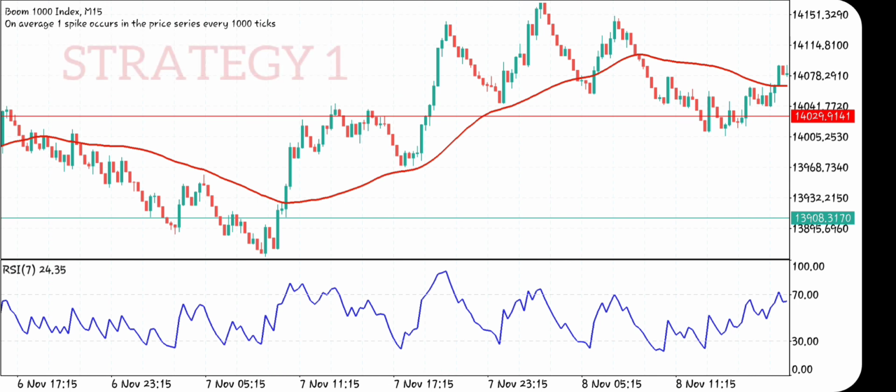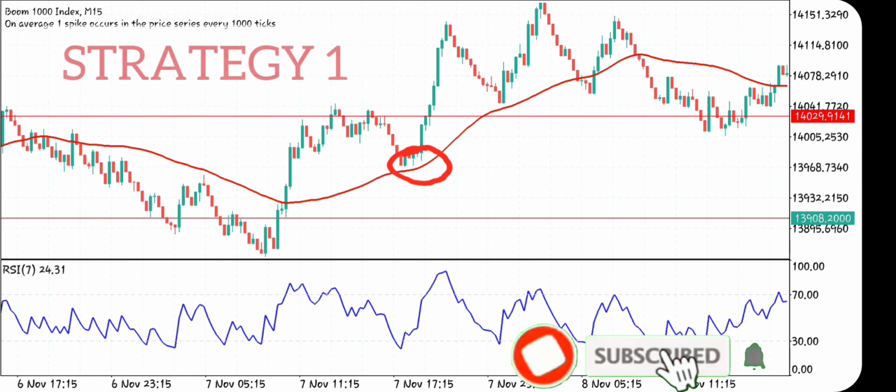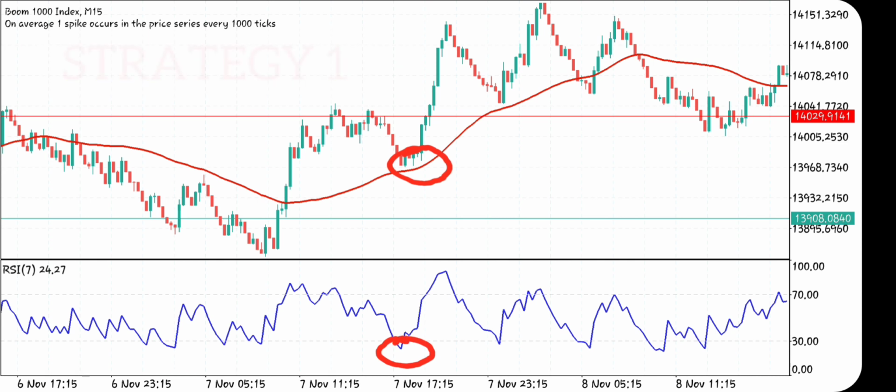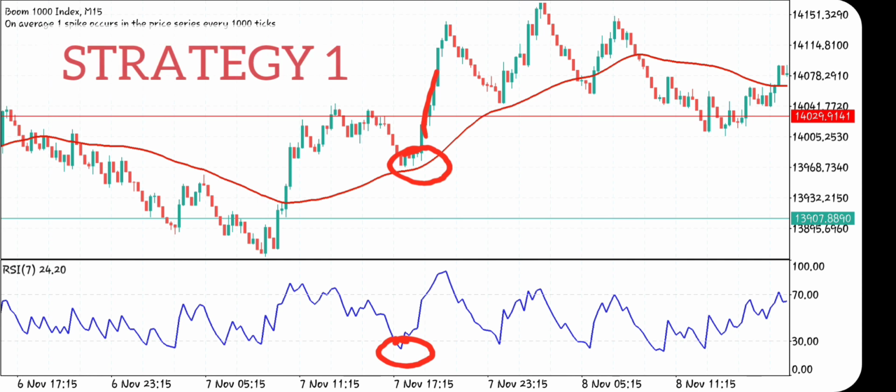And we follow the trend up. Look at this level now. At this level, price is above our moving average, which signifies an uptrend. And when we check our RSI, price is at our 30 level, which is our oversold level. That is a very good entry for us to enter the market and ride it all up. Look at the profit, guys.